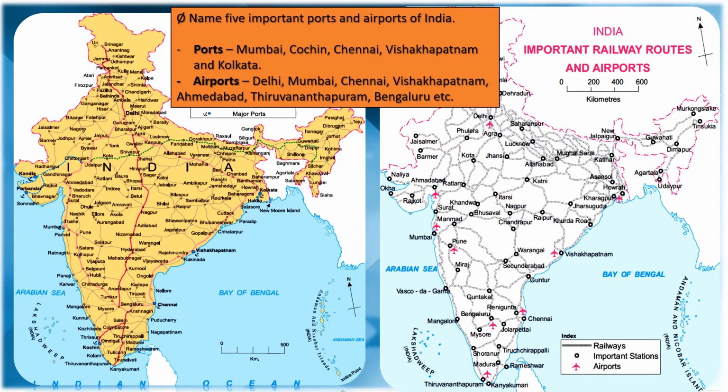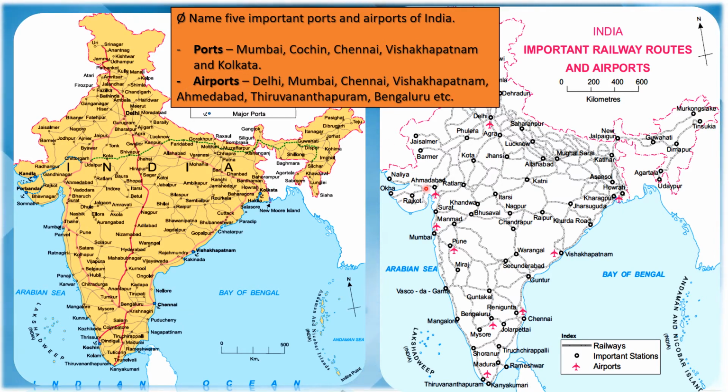The next question: name 5 important ports and airports of India. For the ports of India we have to refer to the first figure. The major important ports of India are, so we'll have to refer to this particular sign. Starting from the western part of India, it's Mumbai here, then we have Cochin here, then this sign is in Chennai here, Visakhapatnam and Kolkata.